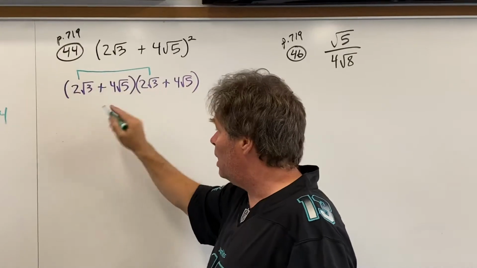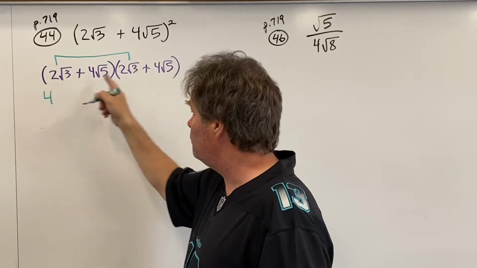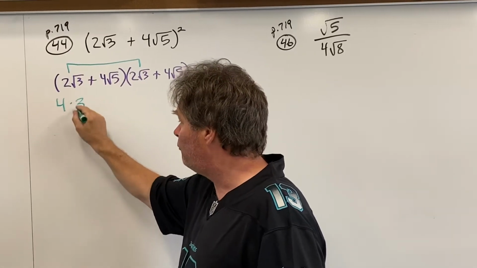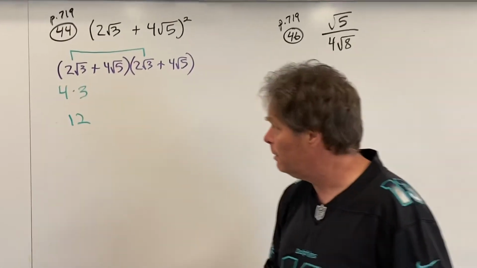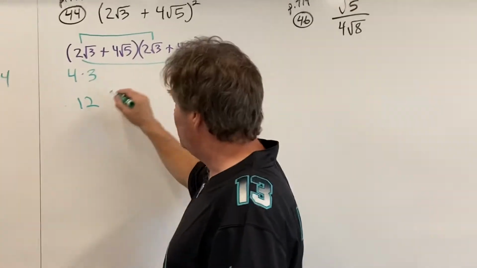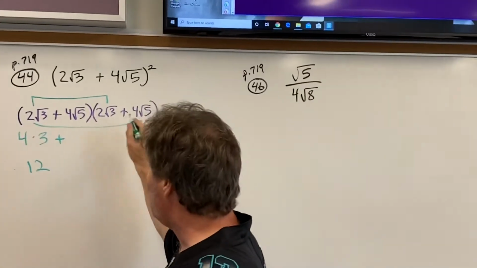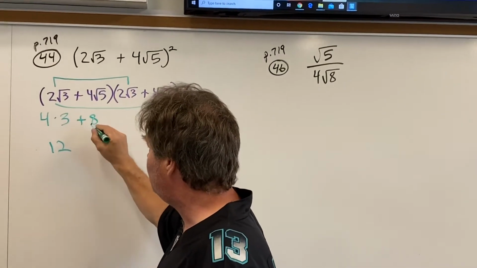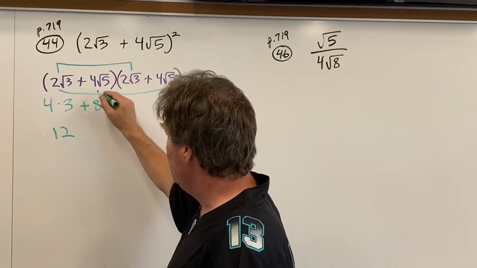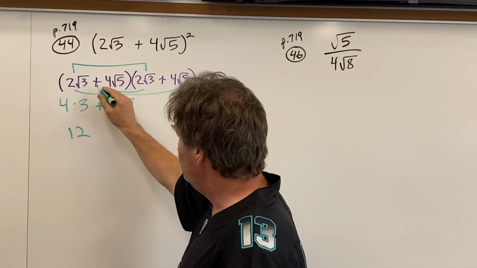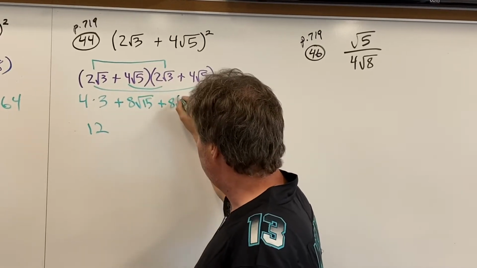First times first is going to be, watch, 2 times 2 is 4, right? Square root 3 times square root 3 is 3. This first thing is just going to be 4 times 3, which is 12, okay? Outside is going to be positive times positive is positive. 2 times 4 on the outside is going to be 8. Square root 3 times square root 5 is root 15 on the outside, okay? Here, positive times positive is positive. 4 times 2 is 8. Square root 5 times square root 3 is square root 15.